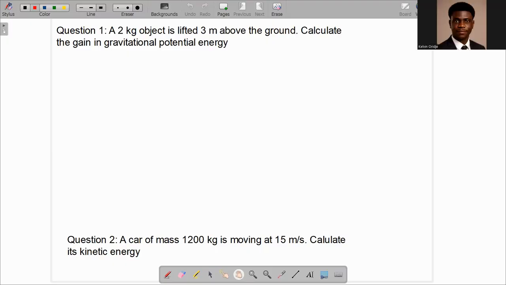Good day, friends. Today I want us to solve some questions that have to do with energy. The first question says that a 2 kg object is lifted 3 meters above the ground. Calculate the gain in gravitational potential energy.